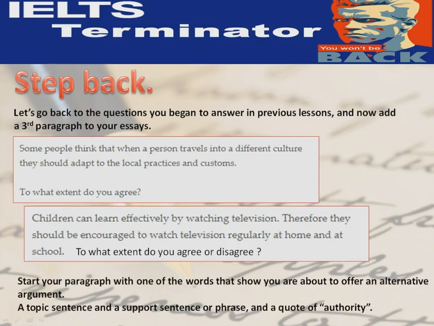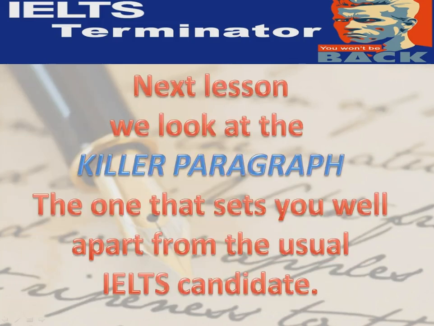Okay, so far we're progressing very well. Your essays are developing quite well. Start your paragraph with one of the words that we showed you earlier to offer an alternative argument. Use a topic sentence and a support sentence or a phrase and a quote of some sort of authority. Remember, this paragraph doesn't need to be only 2 sentences. It might be a little longer. It might be a little shorter. Sometimes they are. That's just how life is.